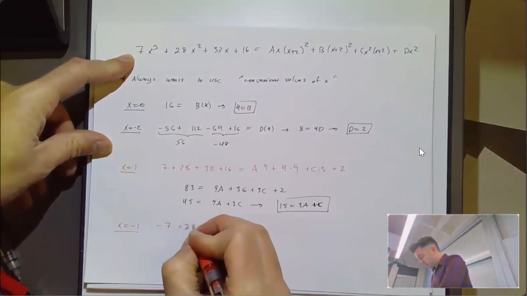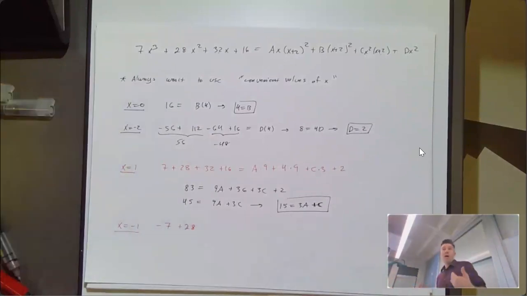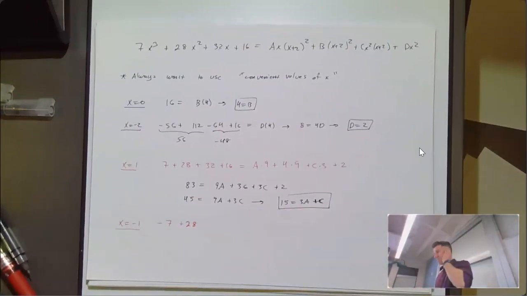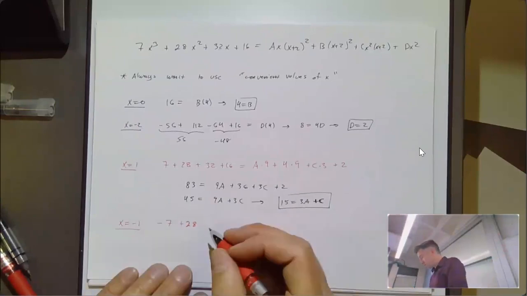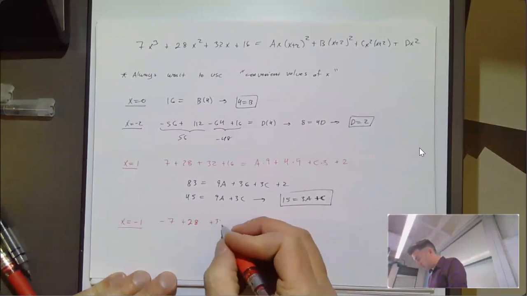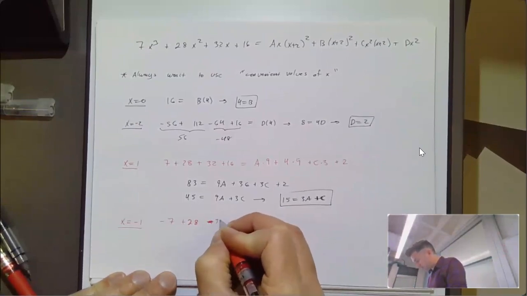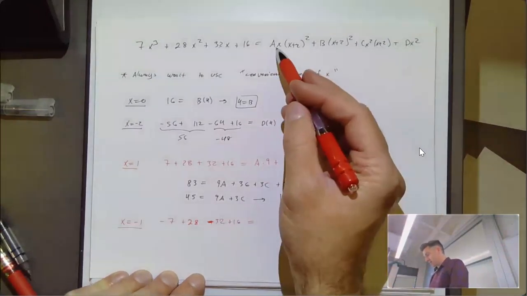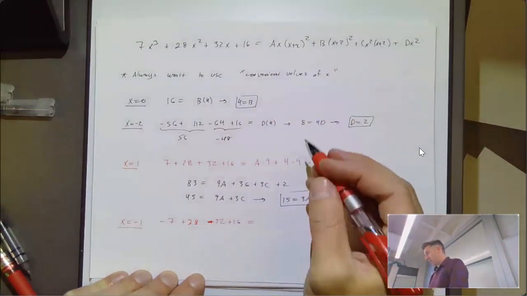Yes, because it's going to make things still small. I want things to be really as small as possible when I'm doing this. You could pick 5 or you could pick 10, but I feel like it's just going to make things gross, right? So minus 32 plus 16 equal to, now I'm going to get a times -1 times 1 squared.